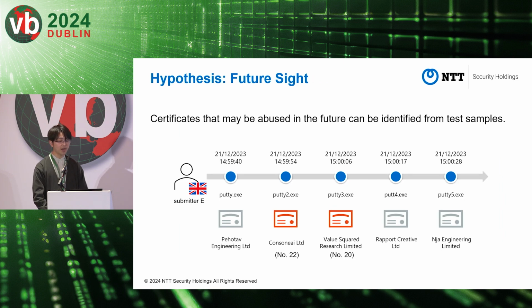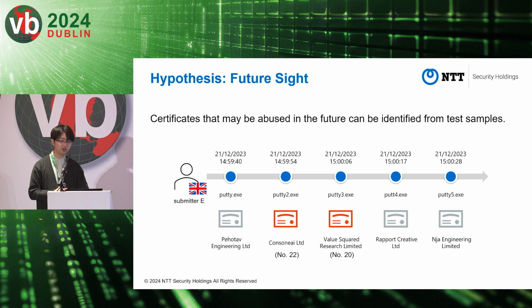This brings us to the main focus of our presentation. We focused on the files submitted by uploader E. This uploader submitted 5 different PuTTY files, and each of these files was signed with a different certificate. Among them, files 2 and 3 were signed with the certificates mentioned earlier in the table. And we have observed MSIX files signed with these certificates. However, the other 3 certificates have not been observed yet.